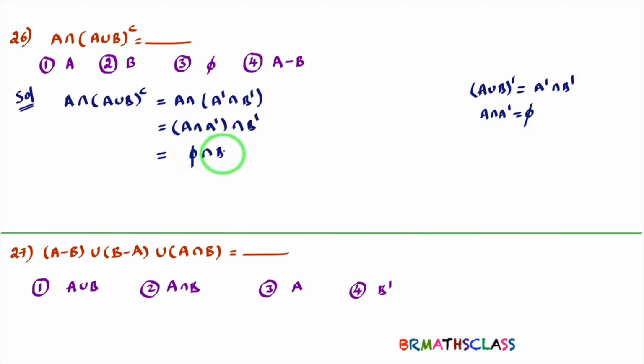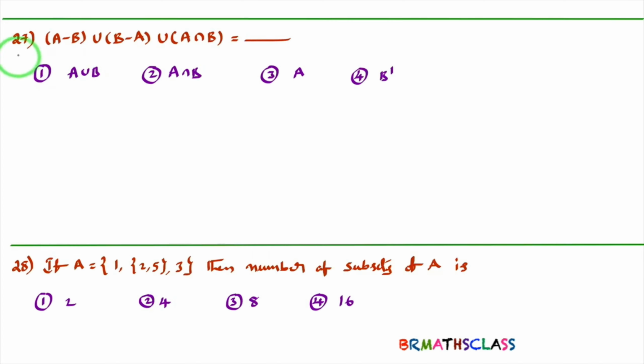Null set intersection B dash. See, whenever we do intersection, we check for the smallest set. See, in these two sets, which set is the smallest set? Obviously, the null set is the smallest set. So, null set intersection any set is the null set only. Okay. So here null set intersection B dash is what? It is the null set only. So, what will be the right option? Third option is the right option for this. See this question number 27.